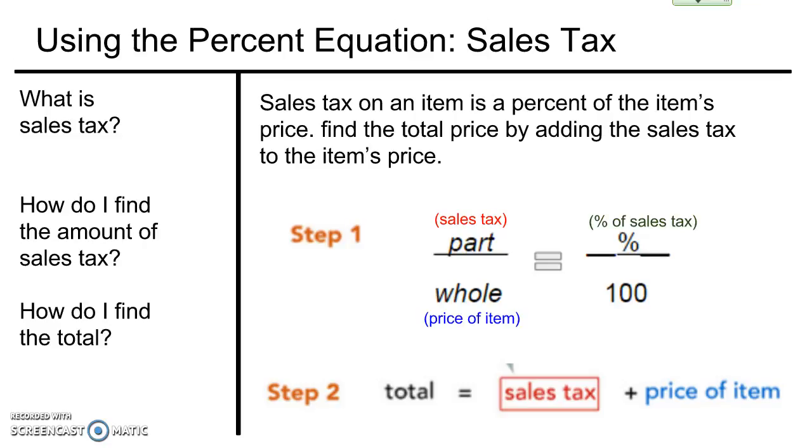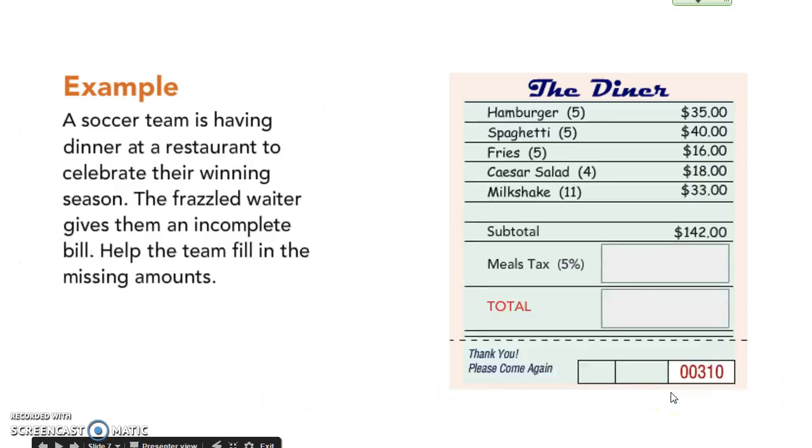I actually taught y'all when we were doing sales tax a different way than setting up a proportion. I taught you to change the percent of the sales tax to a decimal, and then you multiply the percent times the price, and then that gives you the sales tax. You can also set up the percent proportion to help you find the sales tax. But remember that sales tax is added on to the price of the item. Okay, so let's practice that here with this example.